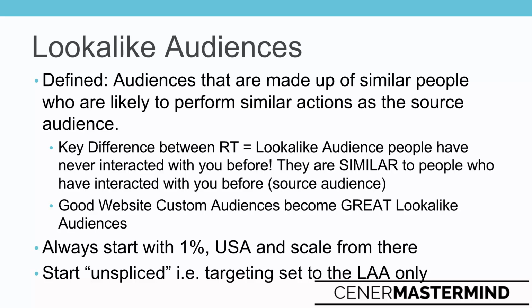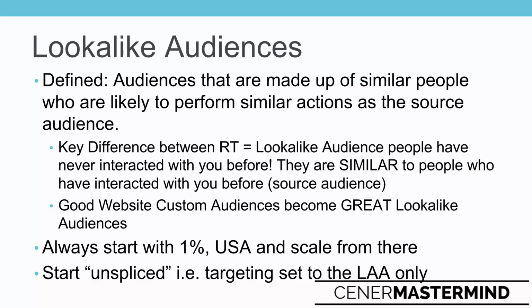We're just going to select 1%. Basically, you have options 1 to 10%. You want to start with 1% first. You could scale from there. If 1% is working, go ahead and go for 2% next time, or basically rebuild and create a 2% audience, but start with the 1% audience. And this is important. Start it unspliced.